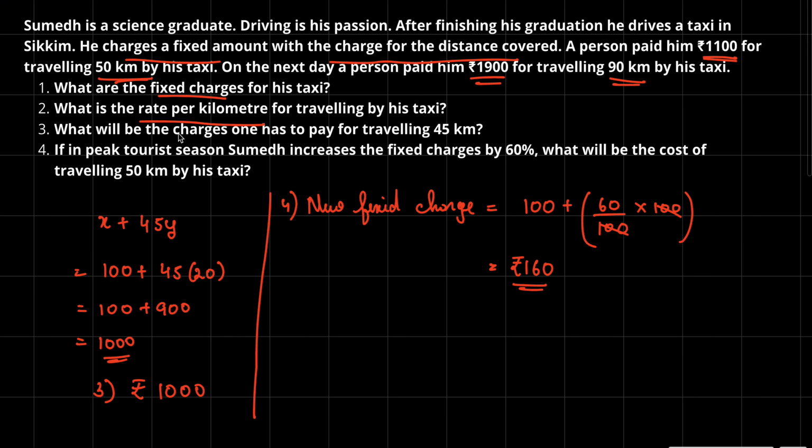There's no change in the charge per kilometer, so we can just continue with the sum. For traveling 50 kilometers in the peak season, we'll have 160 plus 50 into, we found out that Y value was 20, so 160 plus 1000, and that is nothing but 1160. So the final answer would be rupees 1160. And here we come to the end of the sum.